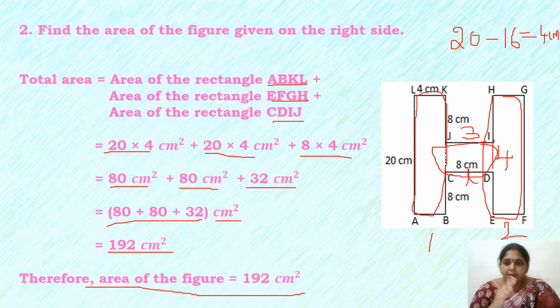We have to break up the picture, find the area of individual rectangles, then add all together. This is how we are going to find the area of a composite figure.